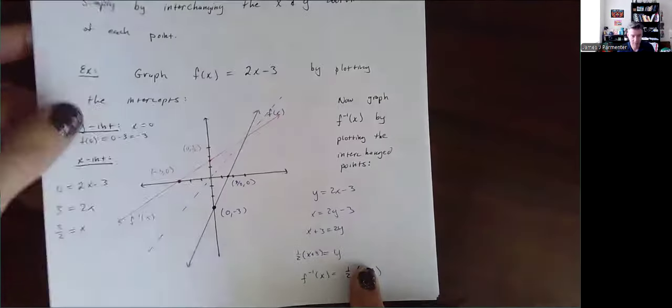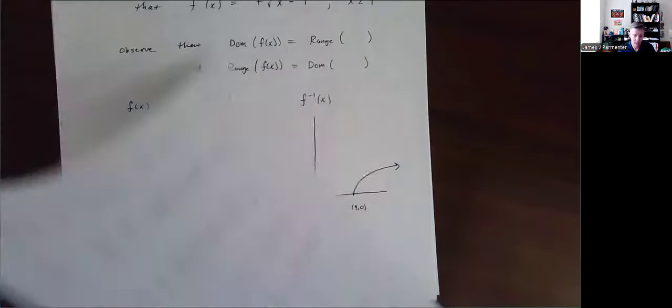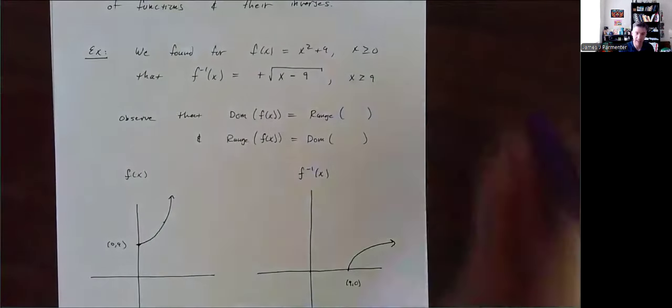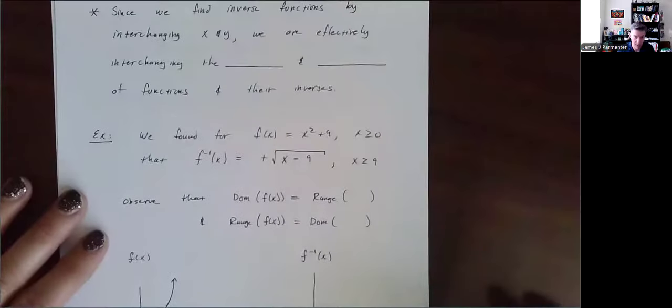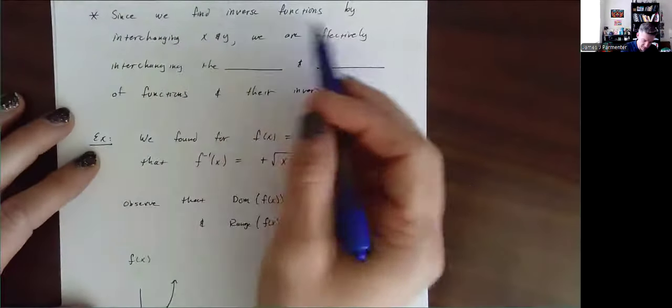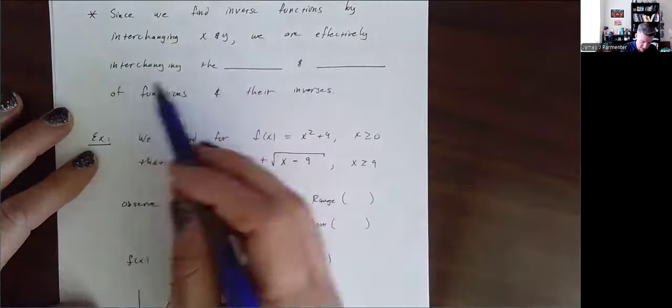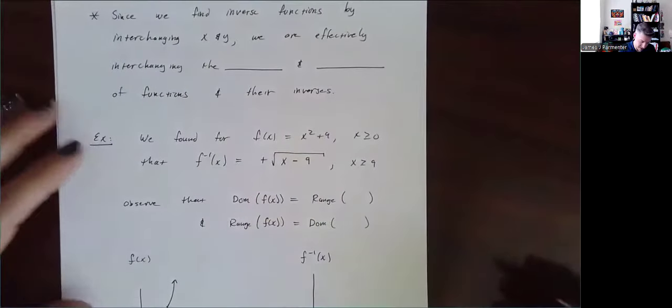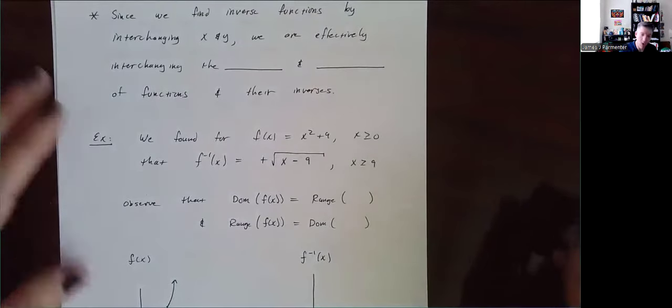Cool. Yeah, that's kind of it. So when you're graphing an inverse, you can totally just interchange x and y to graph the inverse. And here's that example from before that I'm going to show you again. So since we find inverse functions by interchanging x and y, we are effectively interchanging... I forgot what I was going to say here, to be perfectly honest. Oh, I know what it was.